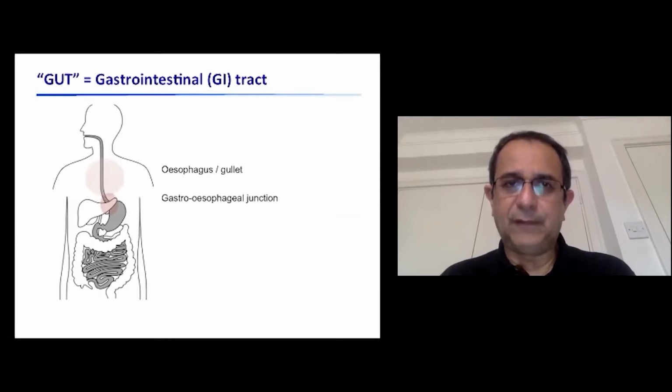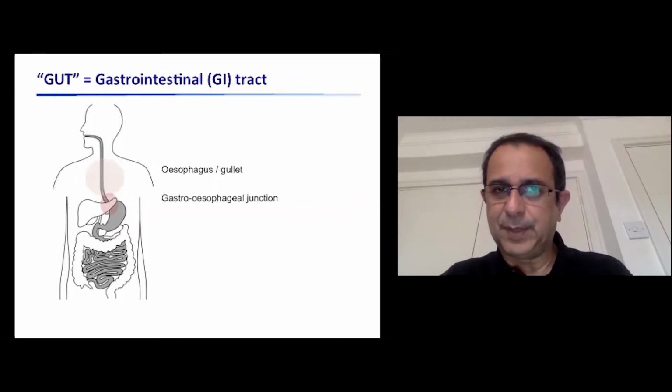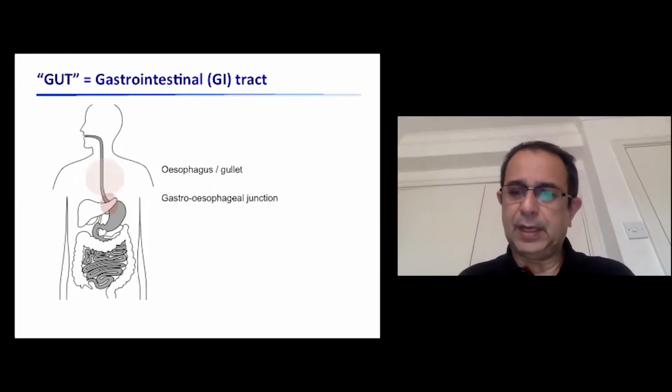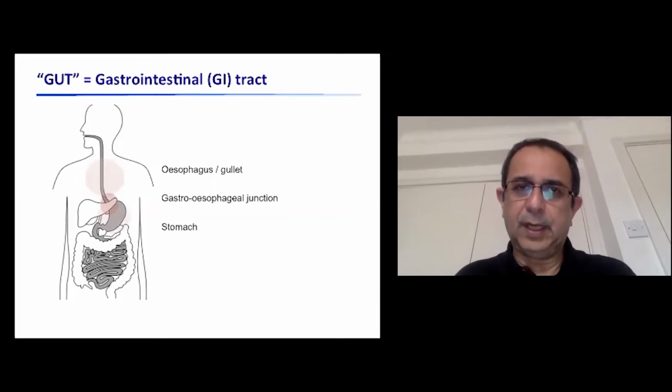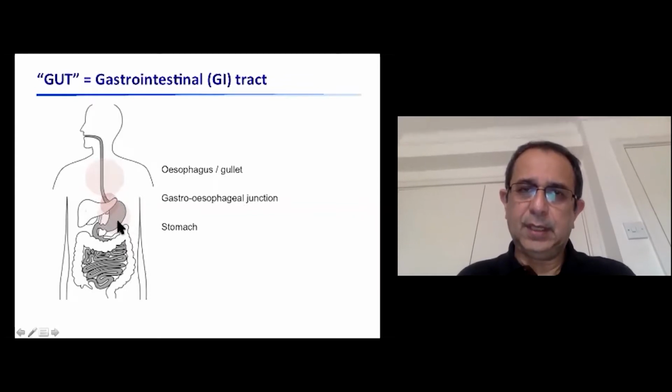There is a valve there, which is usually shut to stop any acid or stomach contents coming up into the esophagus. But when we eat, it opens up. In some cases, this valve is a bit weak, and that provokes acid reflux. Then the globular organ just underneath this gastroesophageal junction is the stomach. The stomach is a mixer.